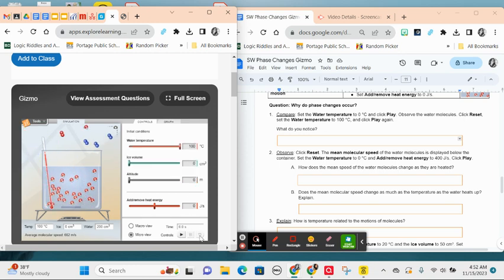All right, it says to click reset. We want to take a look at average speed. So it says the mean molecular speed. That's average speed. So we're going to see that down here, okay? And we're going to set the water temperature to 0. Okay, and we're going to add and remove heat energy to 400. So we'll add energy in this case. 400.